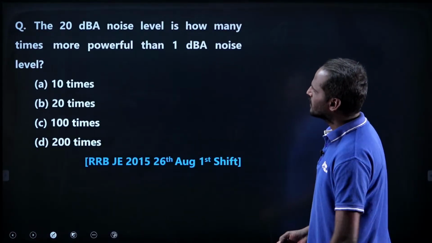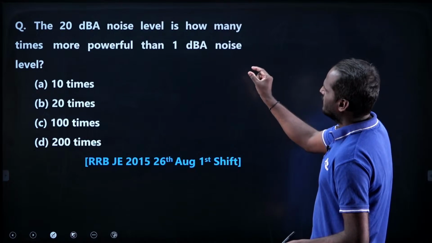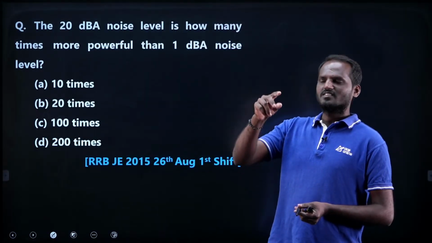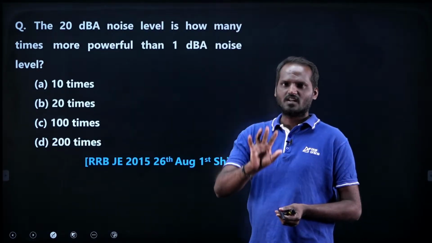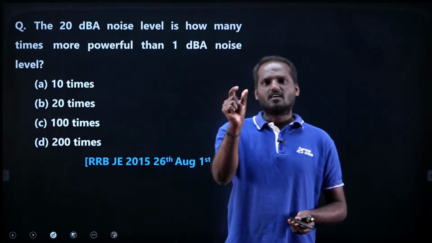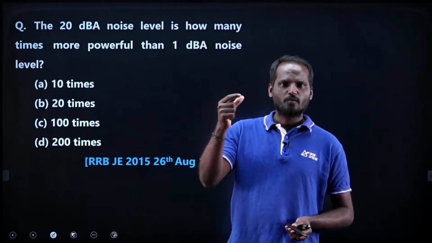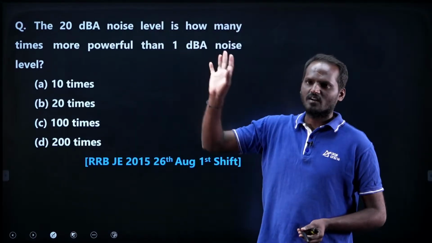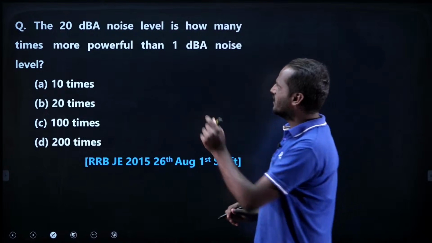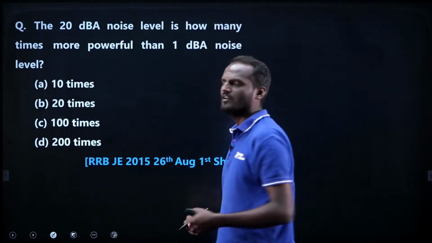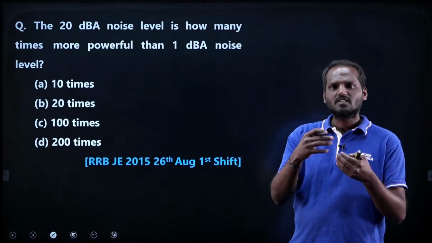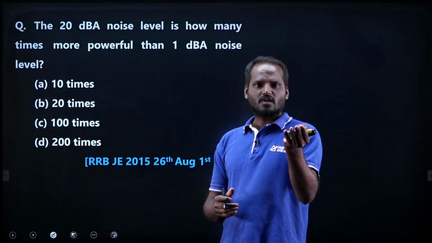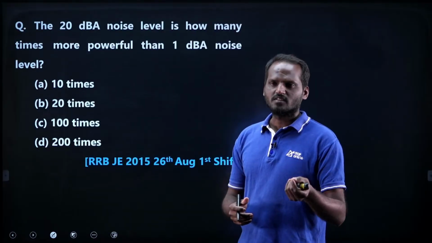0 decibel. Next question. The 20 decibel noise level is how many times more powerful than a 1 decibel noise level? You may think 20 decibel is 20 times more powerful than 1 decibel. It is not correct. Why? The sound pressure levels are on a logarithmic scale. You cannot compare a logarithmic scale directly like that, 20 times is not correct. Whenever such questions involve a logarithmic scale or exponential terms, you must express them in arithmetic terms. Then only you can compare. You can divide, multiply, add, or do whatever arithmetic operations, but not on the logarithmic scale.